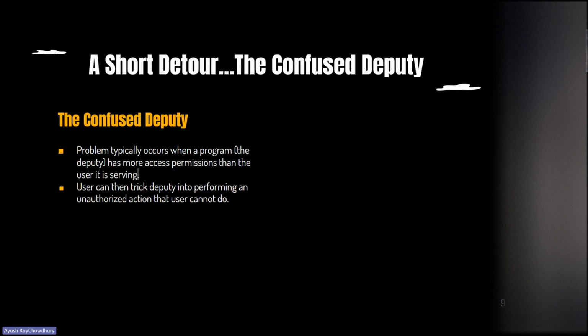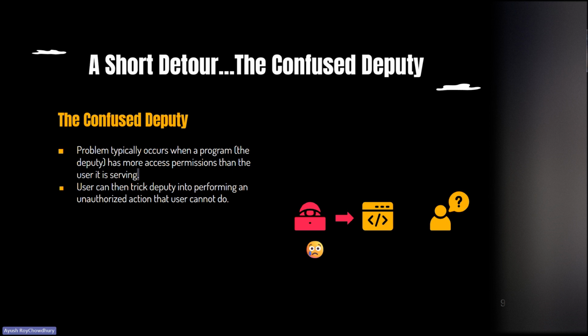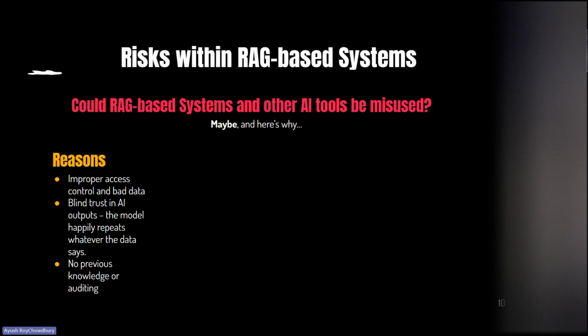Because what can happen is something similar to the confused deputy problem. The confused deputy problem occurs when there's an adversary who wants to affect a benign user but can't. So the adversary actually goes through a deputy. In our case, the deputy is a large language model, and tricks that deputy into performing unauthorized actions that the user cannot do. So what might this unauthorized action be?